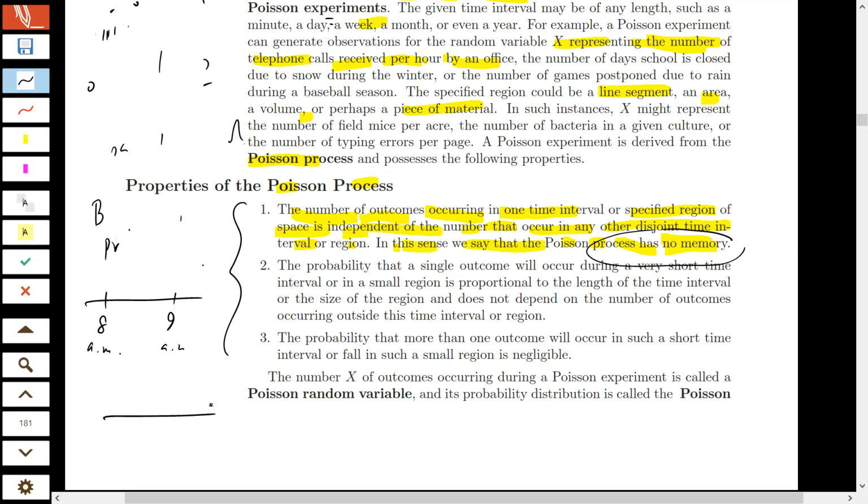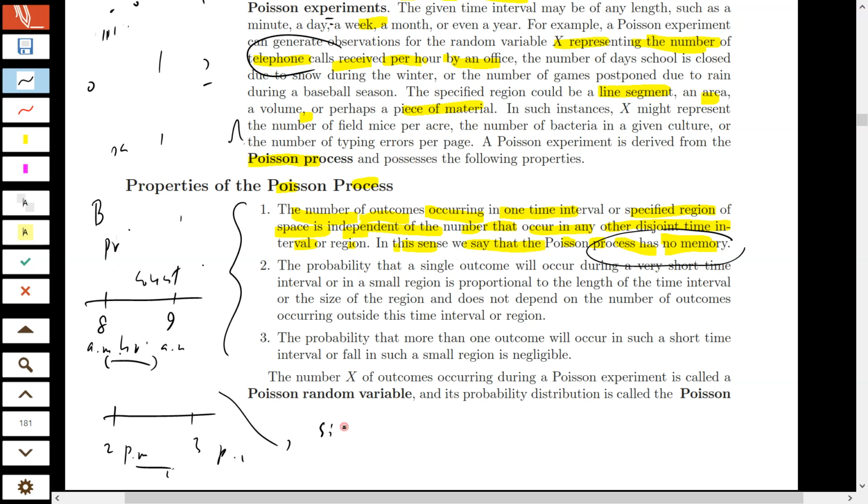And then I am counting the telephone calls again, now from 2 p.m. to 3 p.m. What matters is that this is 1 hour and this is also 1 hour. So the number of calls here and the number of calls here are independent of each other. So the probability distribution doesn't care.